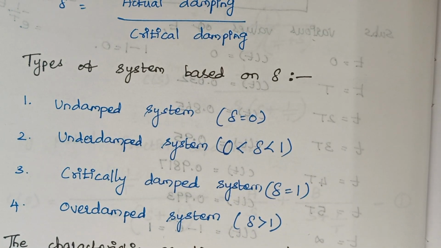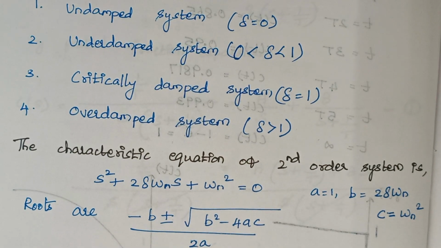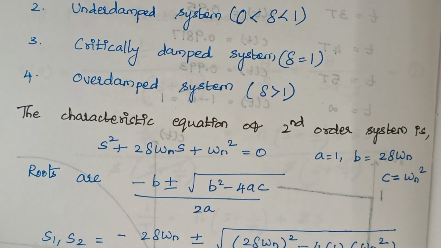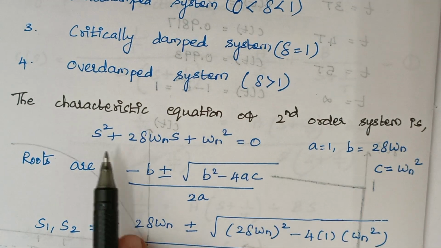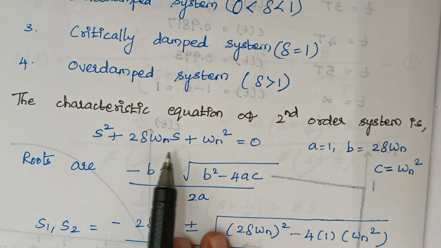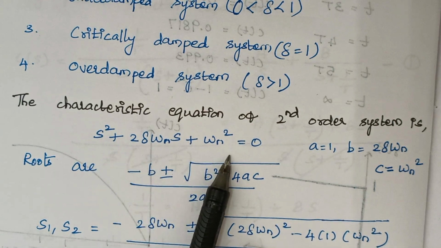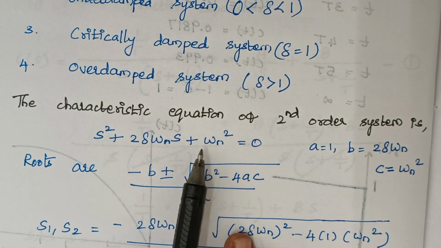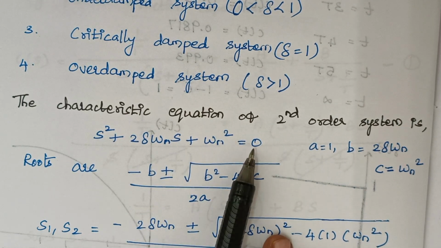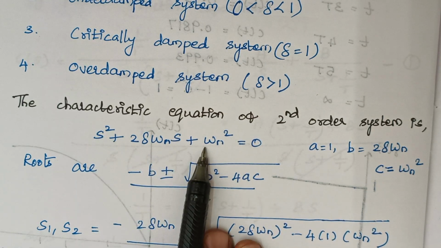And the next one, we are going to solve the characteristic equation of the second order system. The characteristic equation of the second order system is nothing but the denominator polynomial of a closed loop transfer function. So this is the denominator polynomial, right? S square plus 2 zeta omega n s plus omega n square, which is equal to 0. Now we are going to solve this equation and we are going to find the roots.